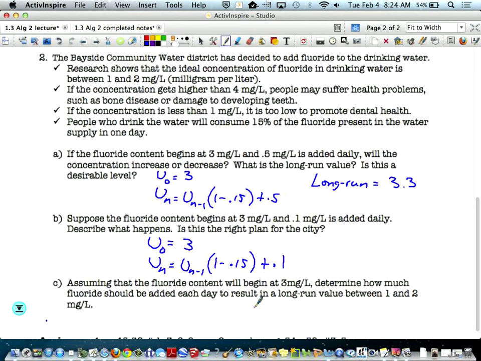So what do you get? What's 0.1 divided by 0.15? 0.6 repeating. Is that going to work? Right? So now it's not a healthy value either.